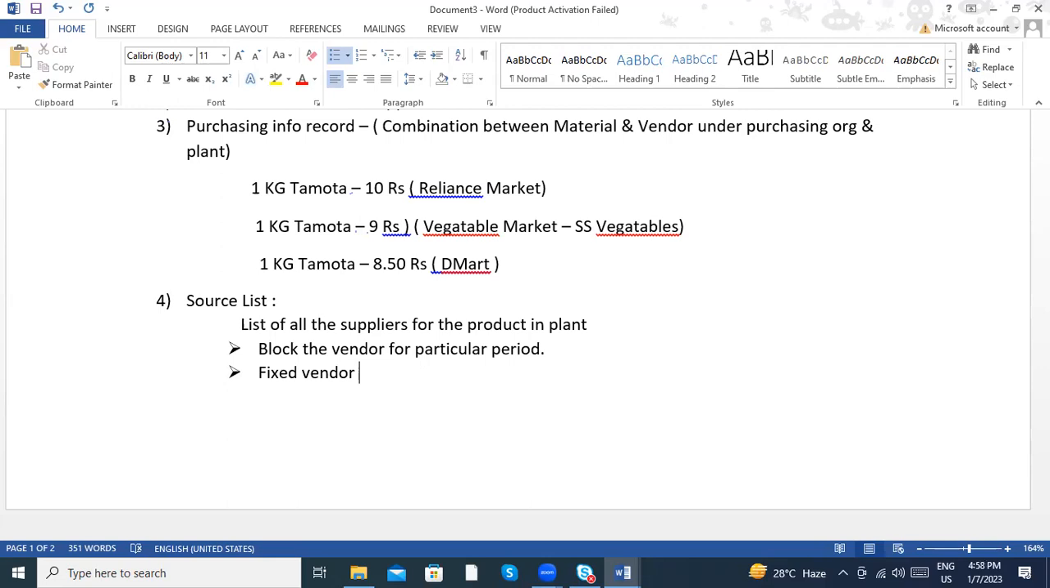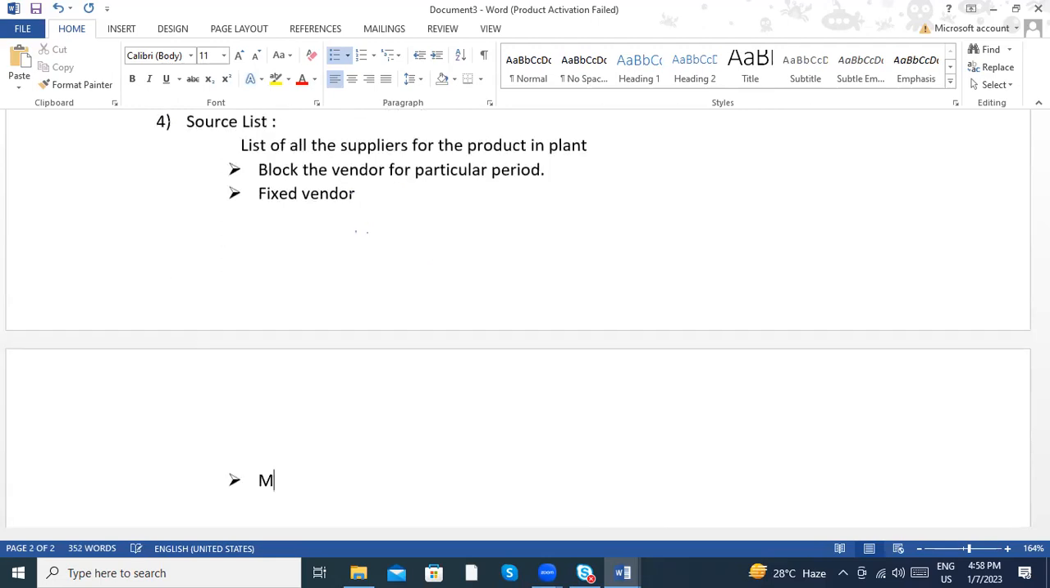And we can also block the vendor. We can also define agreements. If we have any long-term agreement, we can inform that in the source list. So it is like a list of the vendors with the complete information. Majorly it is block and fixed. For a particular period, if you want, you can close it. You can go ahead with the particular period. Clear?